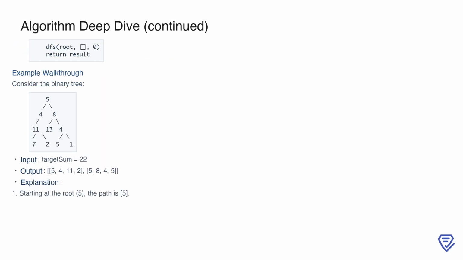The final step of the implementation is invoking the DFS function from the root node, initializing the path as an empty list and the running sum as 0. The result list, which stores all valid paths, is returned at the end.